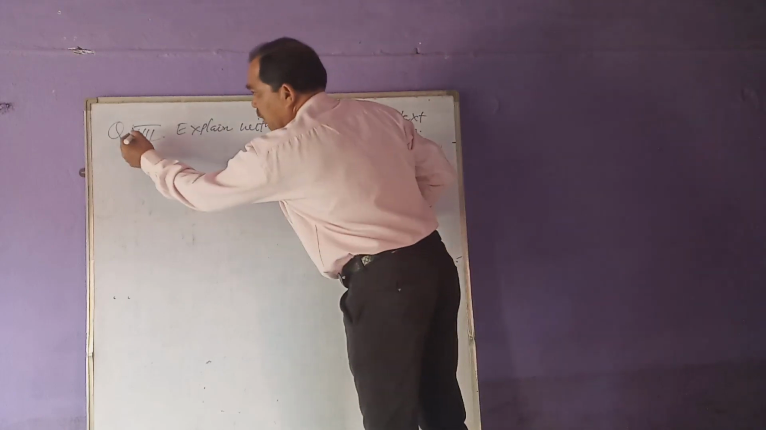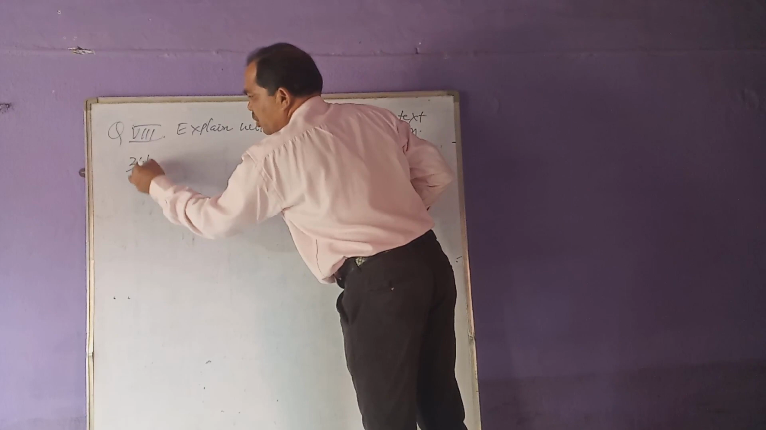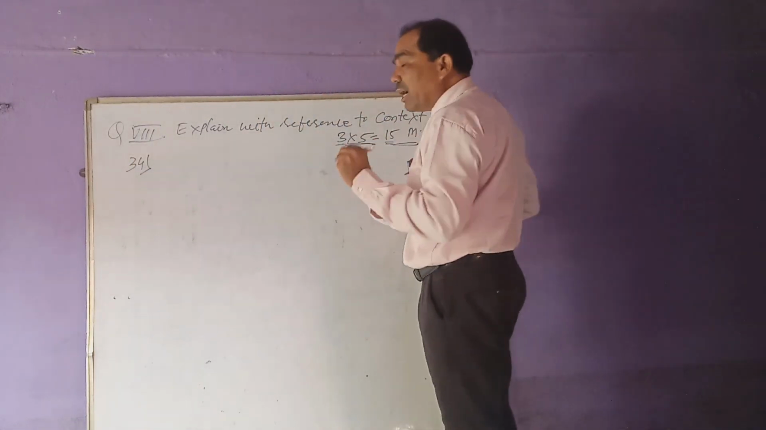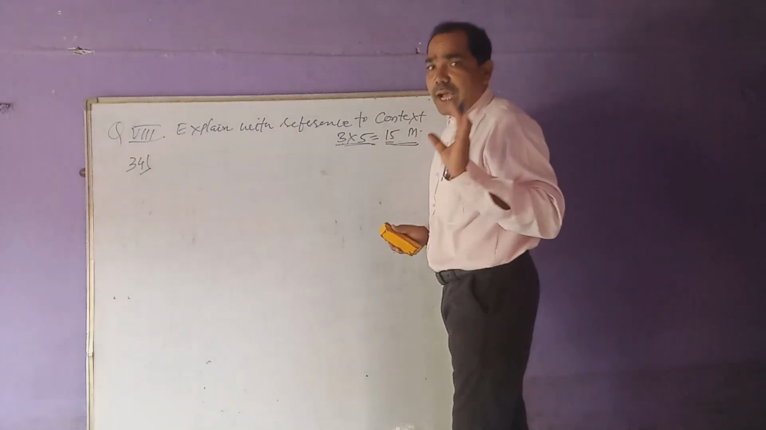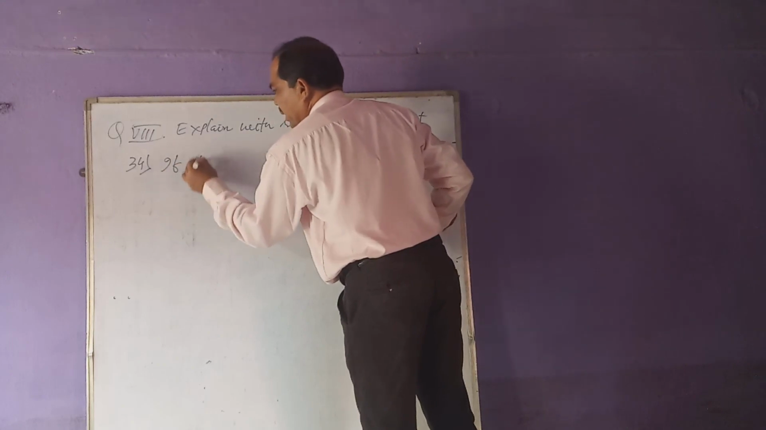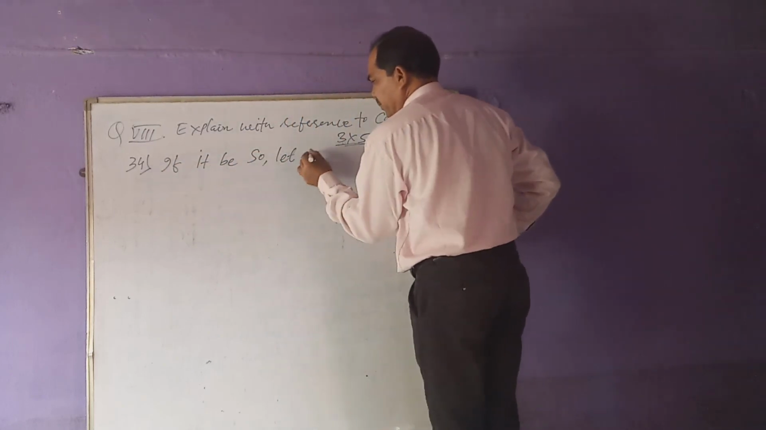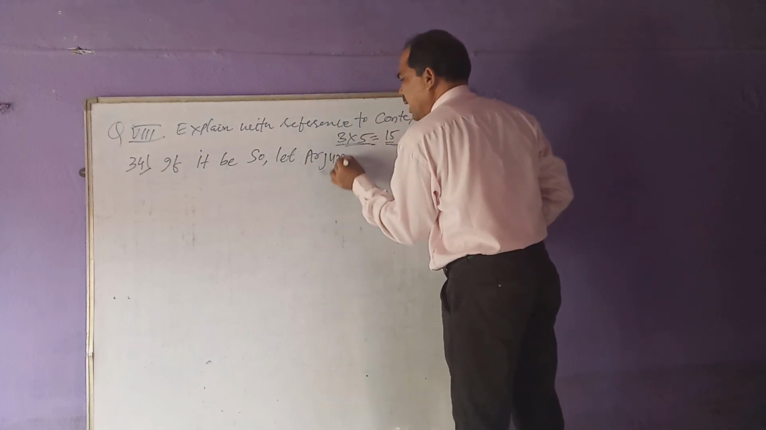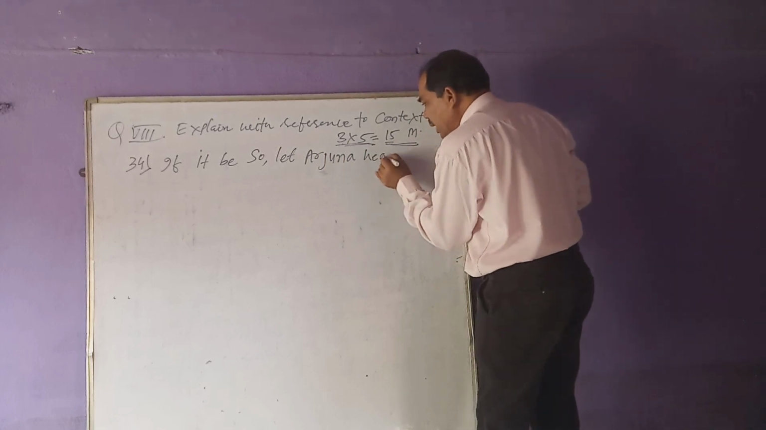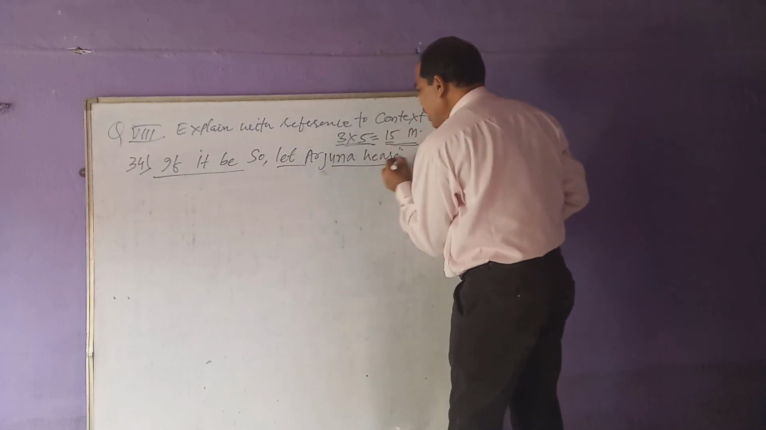Now, which one is it? For example, question number 8, that is Roman. Suppose serial number 34 is there. In that question number 34, one of the dialogues will be given. For example, "Let Arjuna here." What is this dialogue, and how do we have to solve it?